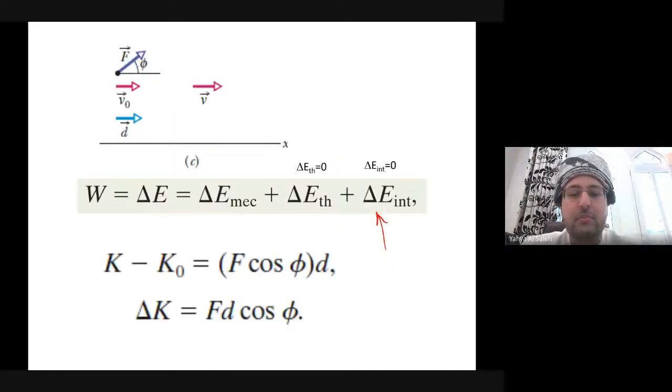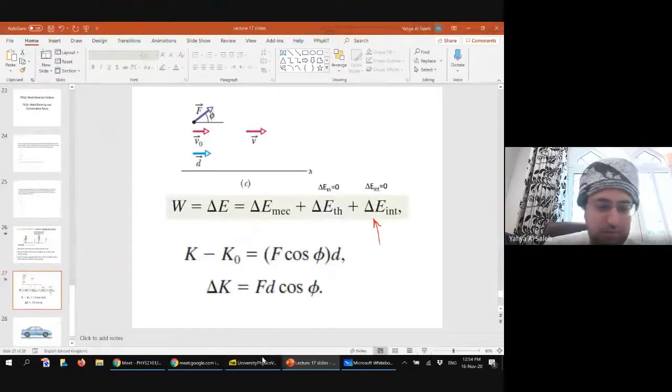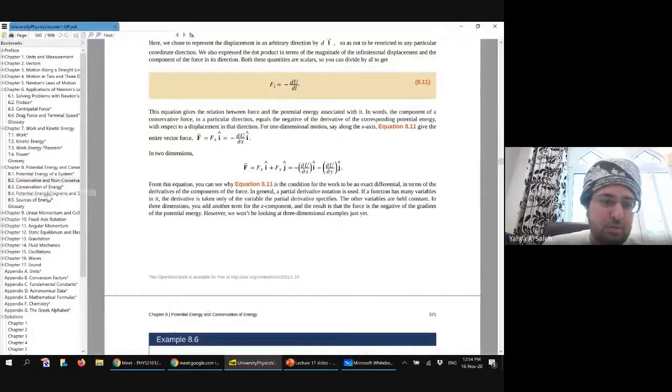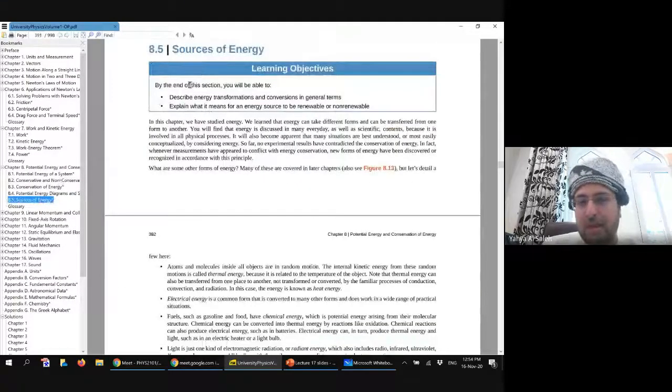It's still given by the same formulae, just that we need to be careful what the source of our energy is. Is it internal? Is it external? Is it the thing that is making us move? Is it not? Which leads us to section 8.5, which is sources of energy.